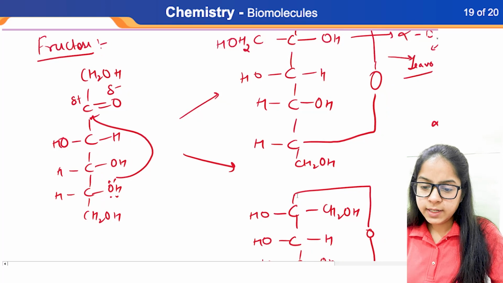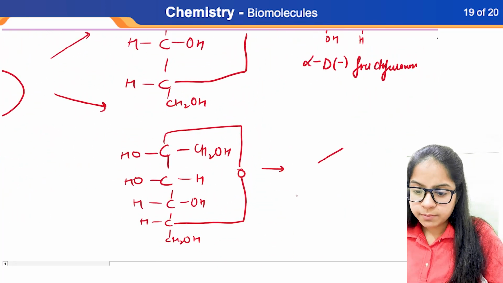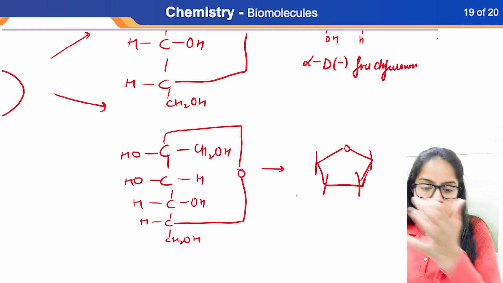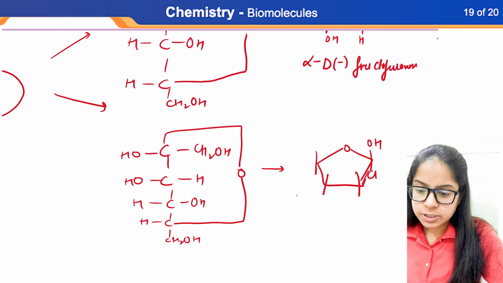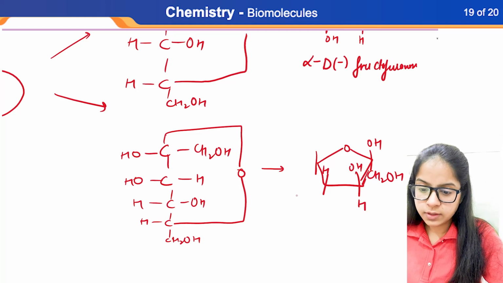Now, the next one is this one. How can you make this? This is your furanose structure. And here I am going to put up, down: OH on the upside, CH2OH on the downside. OH on the upside, H on the downside, H on the upside, OH on the downside, CH2OH and H.